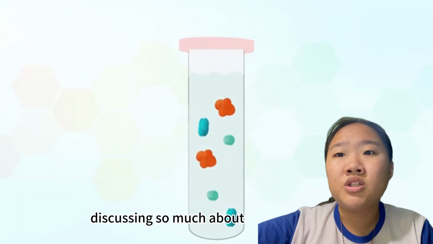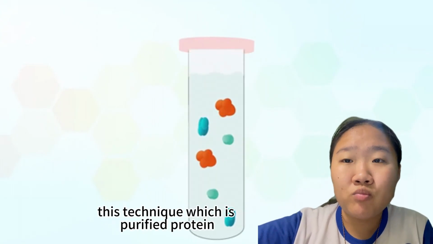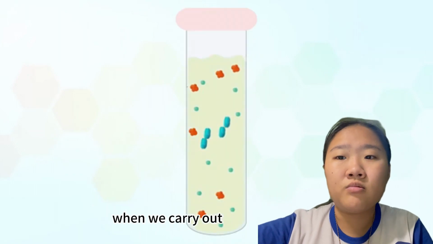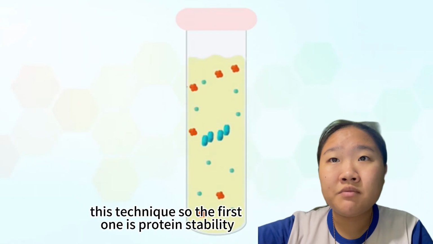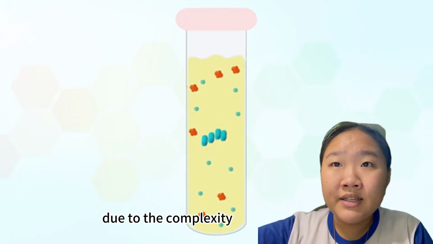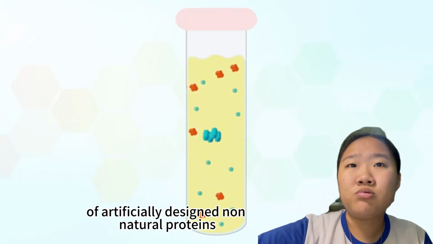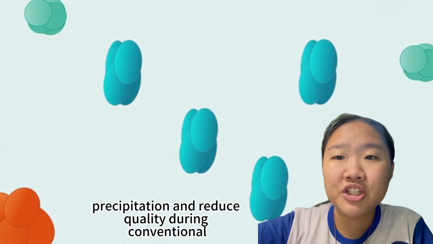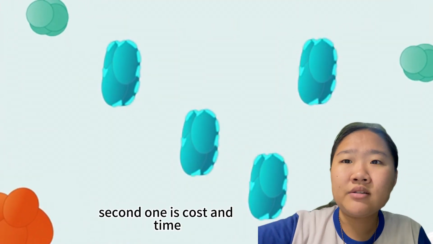After discussing so much about this technique, which is protein purification, what are the limitations that we will face when we carry out this technique? So the first one is protein stability. Due to the complexity of artificially designed non-natural proteins, they are prone to issues such as precipitation and reduced quality during the conventional purification process. The second one is cost and time.